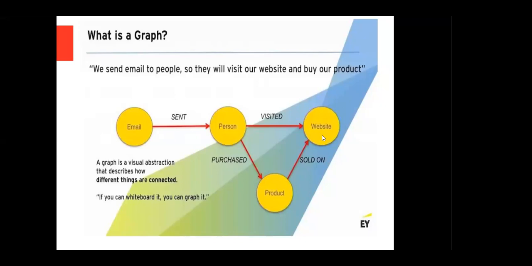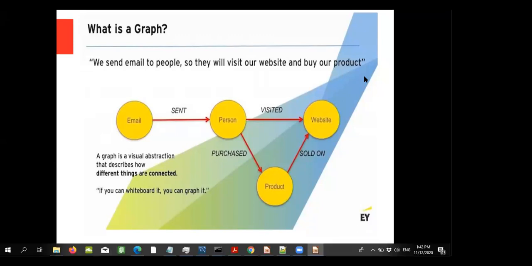I'm just telling you now how easy it is to create intelligent software. If I put this data and represent it in graph format, an algorithm can understand it. It's that simple. If you can whiteboard it, you can graph it. A graph is a visual abstraction that describes how different things are connected.